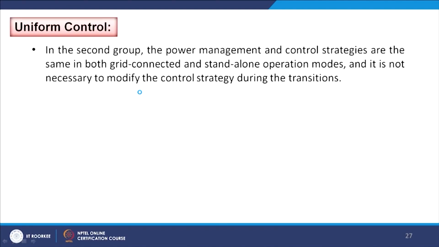Now, in case of uniform control, the second group, the power management and control strategies are the same in both grid connected as well as standalone operation mode, and it is not necessary to modify any control strategy during the transition. It could be possible that you adopt the same control strategy for both grid connected as well as isolated mode, so that you need not change your control strategy when switching from grid connected mode to isolated mode.